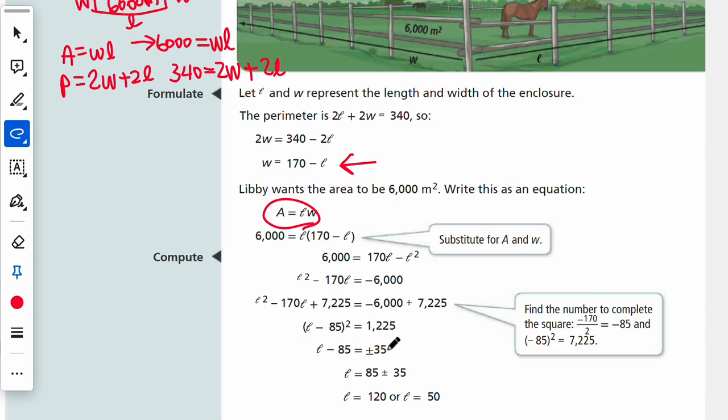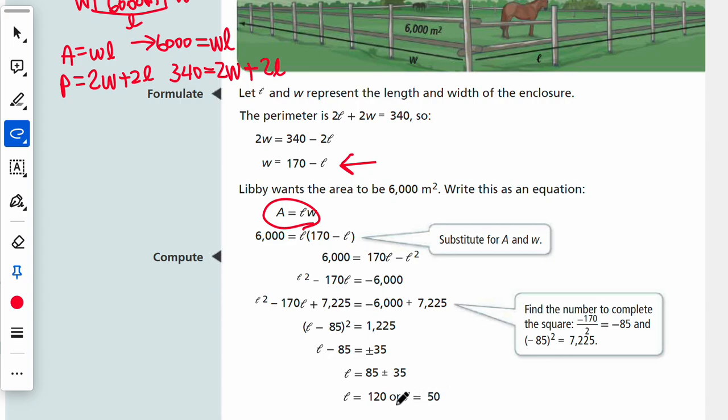And then we see that it's going to be a real number. The square root of 1,225 would be positive or negative 35. So L minus 85 is equal to plus or minus 35. We still need to solve for L, so we're going to add 85 on both sides. So we have 85 plus 35 or 85 minus 35. So the length could be either 120 or 50.